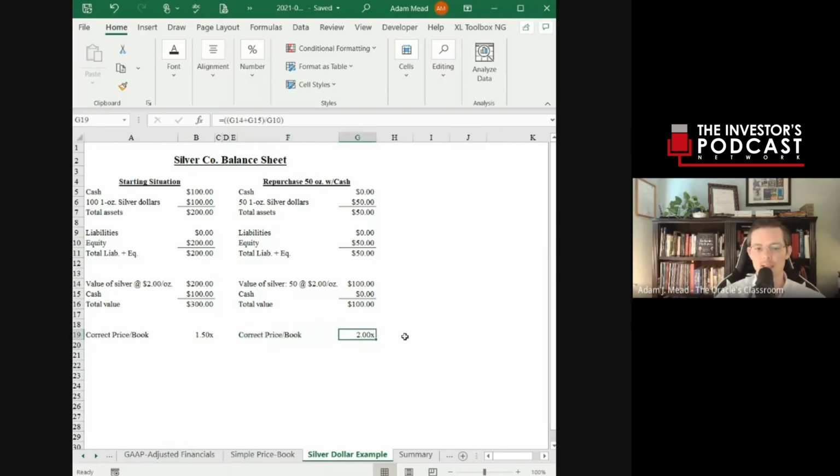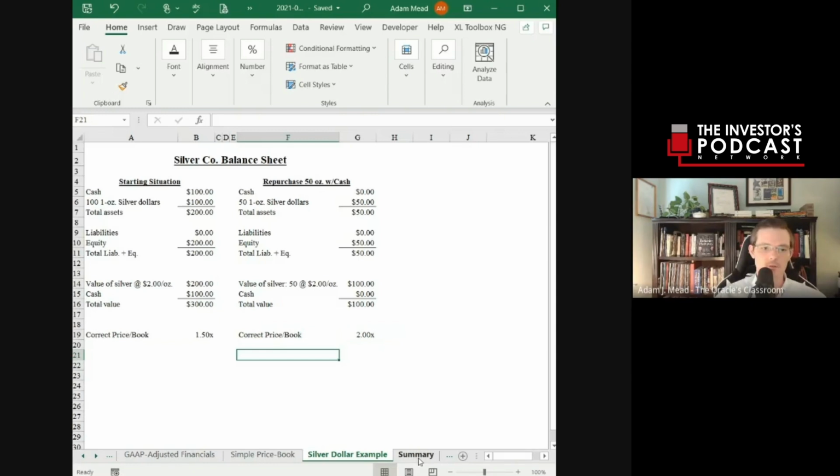And so I've tried to push this example. I've tried to make it an extreme, and I hope it conveys the changes that can take place because of repurchases, because of things that happen in the balance sheet. The correct price to book may drift over time.